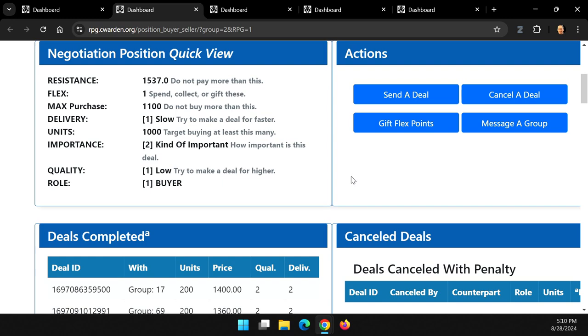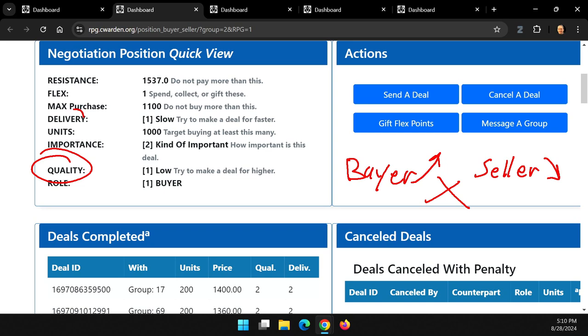Now, in this RPG, it is not the case that when a buyer makes some profit, the seller loses money. No, that's not true. It can be true. It might be true. Usually it's true related to the price. But it's not true related to quality and delivery. That's not true.